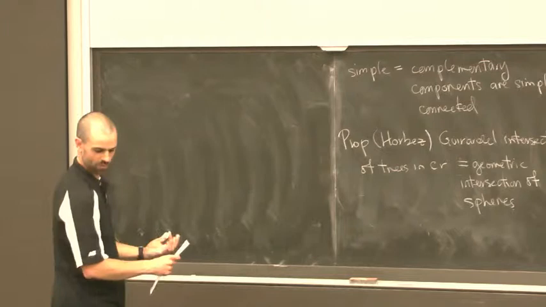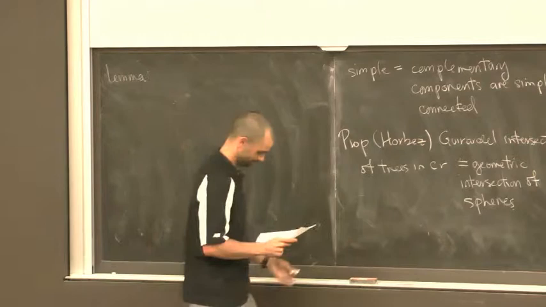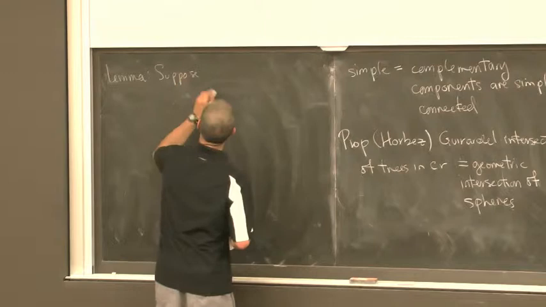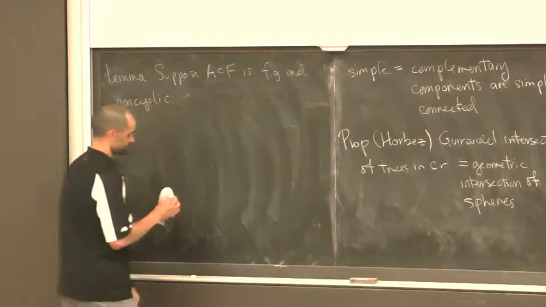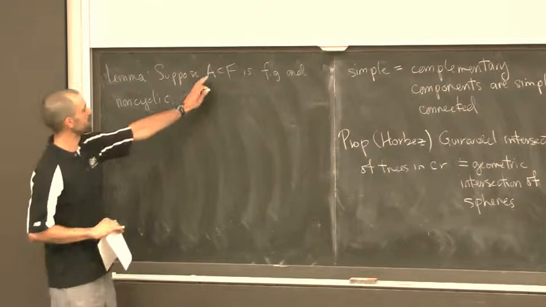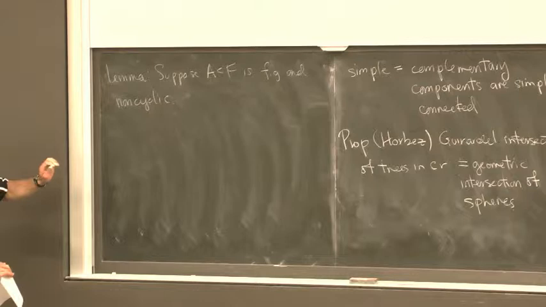So, lemma. Okay, so suppose A is finitely generated and non-cyclic. So take some subgroup. Later on, this is going to be a non-cyclic free factor, but for the context of this lemma, which is maybe why it's more general than it should be, it's just some arbitrary subgroup which is not cyclic.